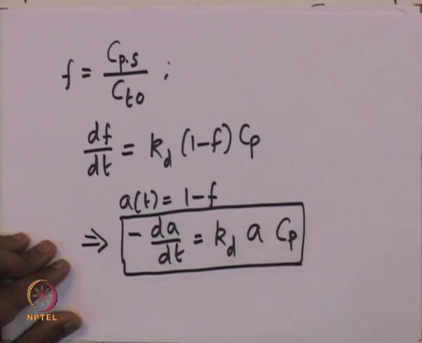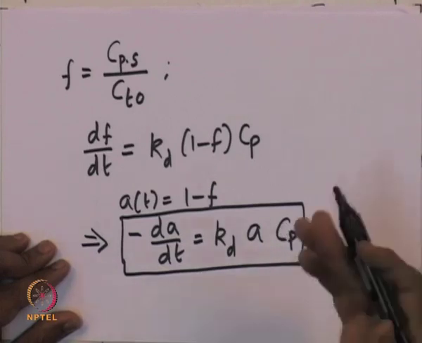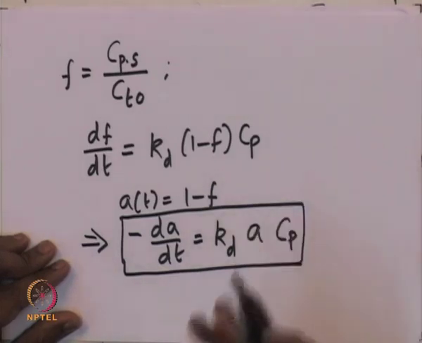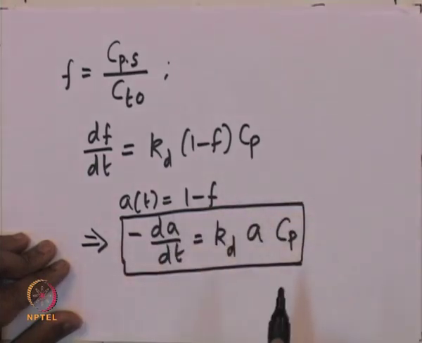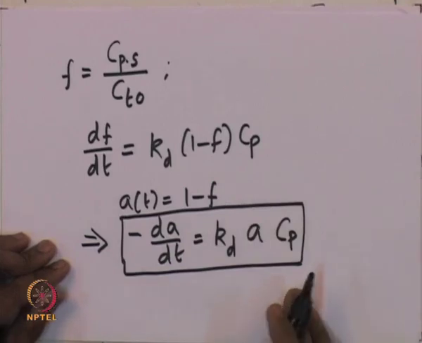So, C_P is a measurable quantity. If one can measure the concentration of the poison in the gas phase, we should be able to estimate the dynamics of the decay of the catalyst. So, let us look at how the catalyst activity changes in a packed bed reactor.